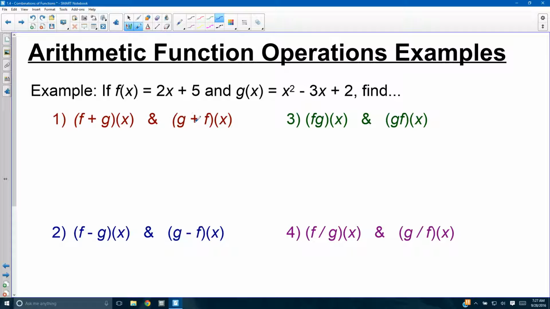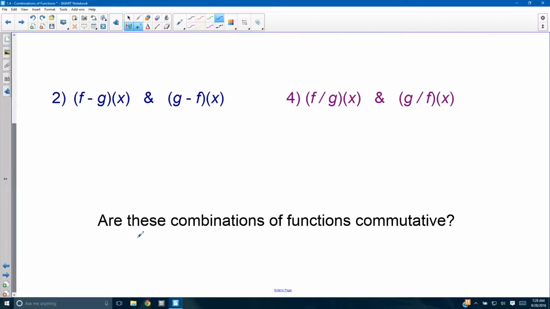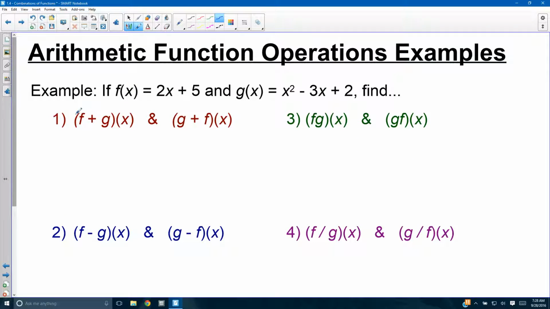Now, you'll probably catch on really quickly with some that I'm actually going to skip doing, and you'll see the reason why. Because there's a main question down below. Are these combinations of functions commutative? Do they fall under the commutative property? Meaning, can we reverse the order and will they still maintain the value that they originally had? We'll see if there are special cases or if it's always true or never true.